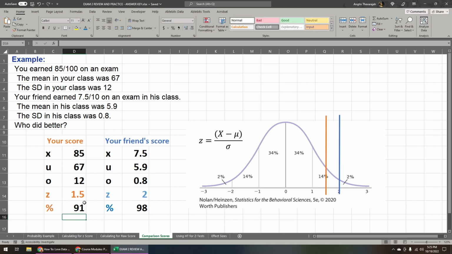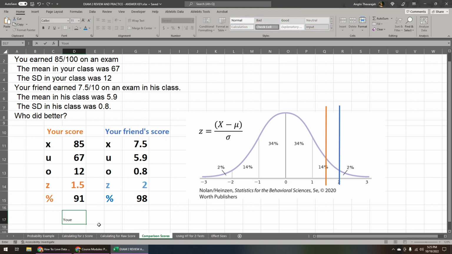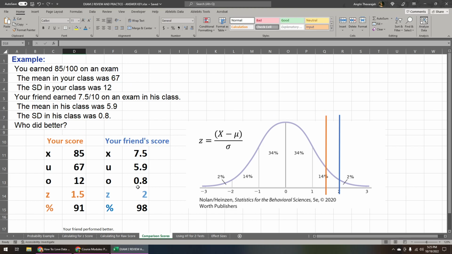So to make a comparison of this, you would say that you fell in the 91st percentile in your class, and your friend fell in the 98th percentile in their class, right? So if we were discussing who performed better in the percentile case, we would say that your friend performed better. Okay? So this is how you would use z-scores and percentiles and your normal curves to be able to make comparisons while standardizing our scores.